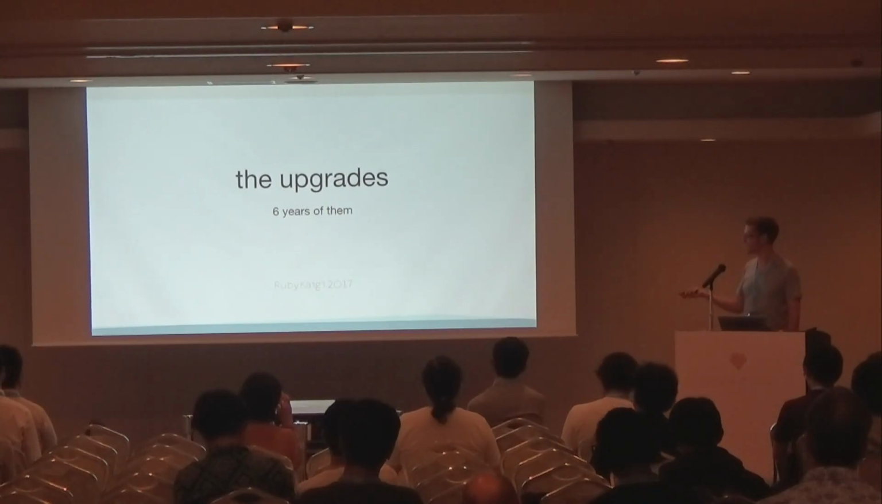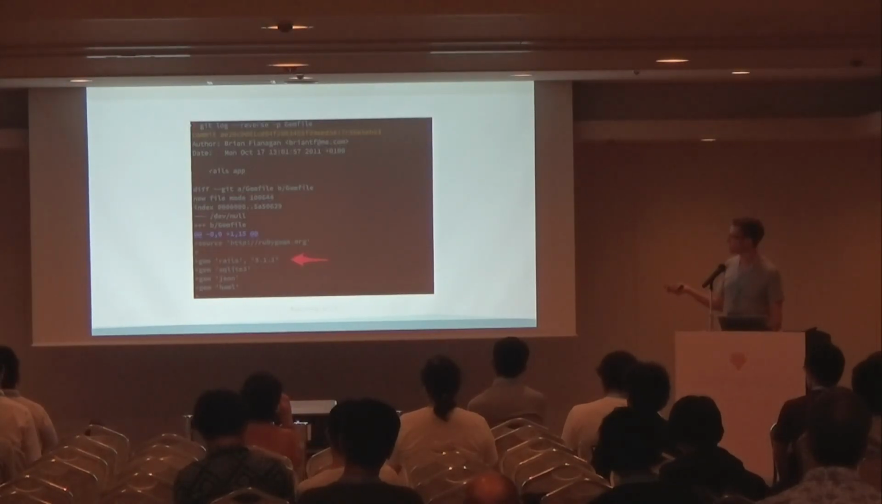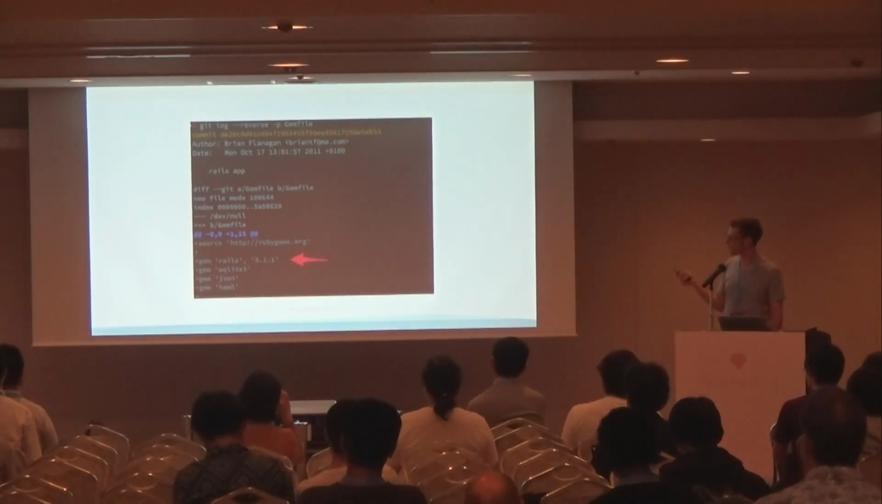The upgrades, as I mentioned, we've had 6 years of them. We started on Rails 3.1.1. We're now trying to get ready for 5. We're on Rails 4 now. 4.1, I think.